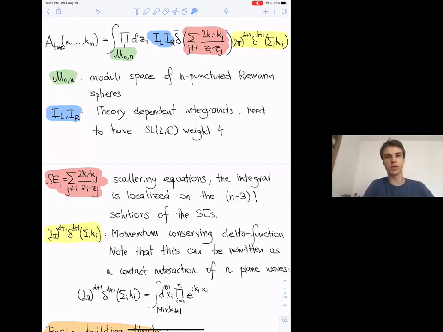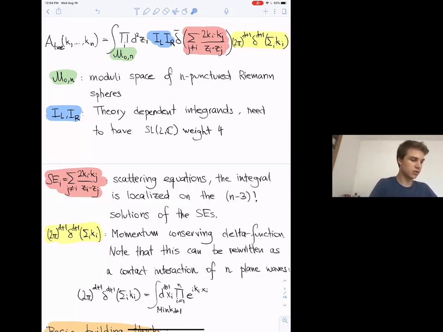And then importantly, we have this delta function. That delta function basically localizes the integral completely. So in computing that integral, you just need to solve these scattering equations. In the scattering equations, you see that they're algebraic in the positions on the worldsheet, Zi and Zj. So what you need to do is to just write down all these equations, and they will have (n-3)! solutions. And you just sum the integrand over those (n-3)! solutions.